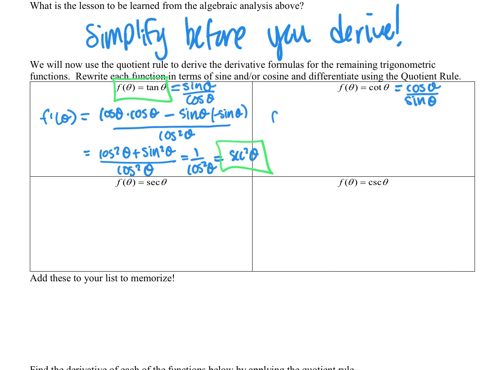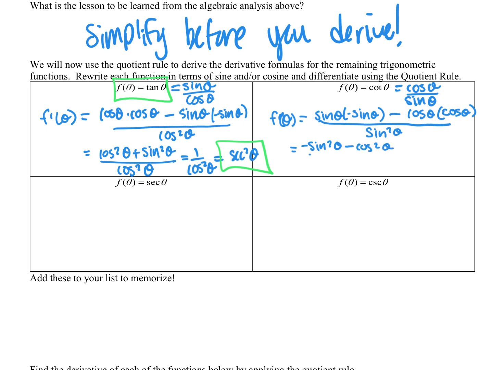All right, so when you do the quotient rule on this one, you should get low is sine, the derivative of cosine is negative sine, low d high, minus high d low, the derivative of sine is cosine, all over low squared. So then you'll get negative sine squared theta minus cosine squared theta over sine squared theta. Did we all get to this part at least? Yeah, with the right signs.